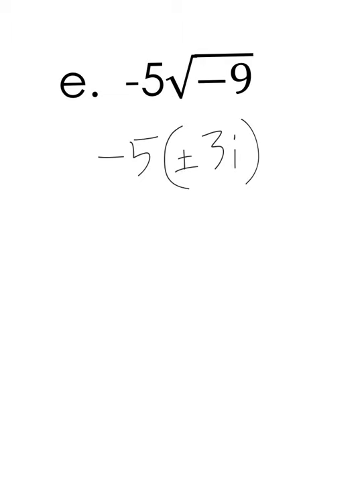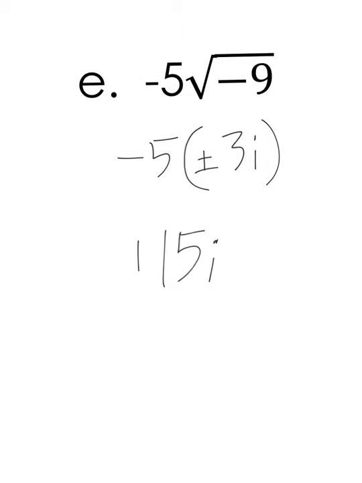And so now let's just do negative 5 times that, because you can multiply any two numbers together, okay? So 5 times 3 is 15, and 5 times 3i would be 15i. And it doesn't really matter that this was a negative 5, because you're doing a negative 5 times a positive 3i and a negative 5 times a negative 3i, so you're still getting a plus or minus answer. So that is that.